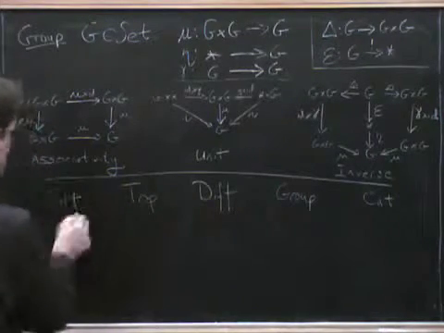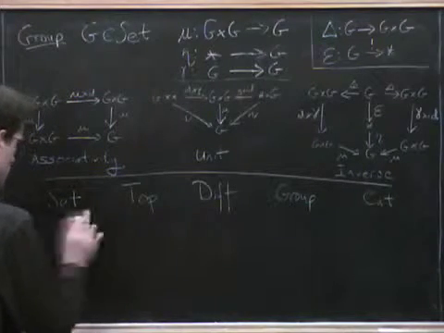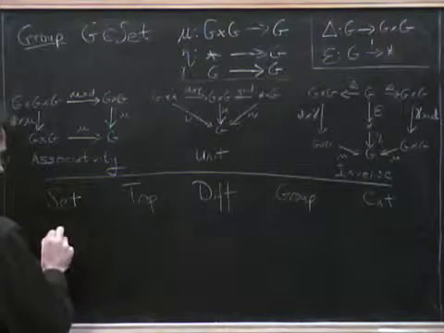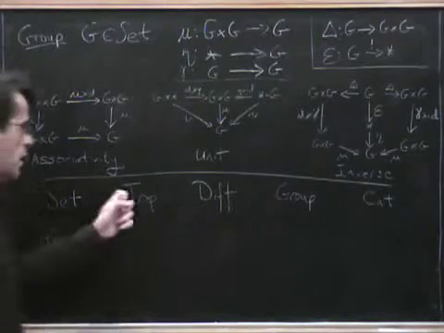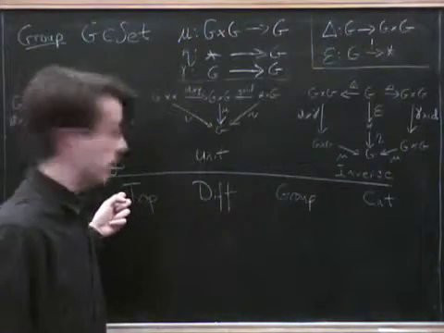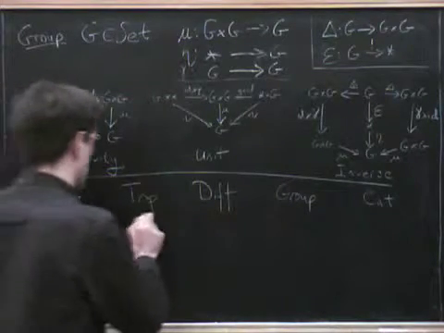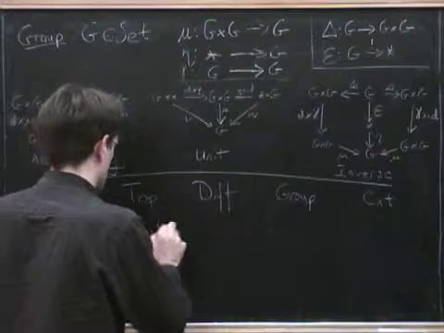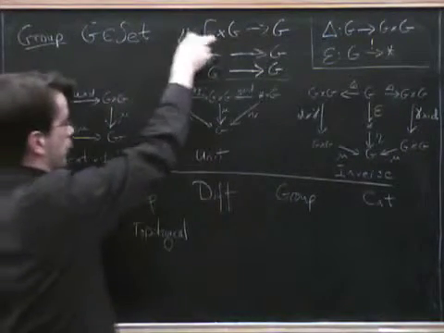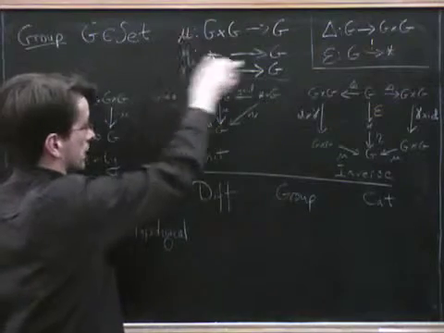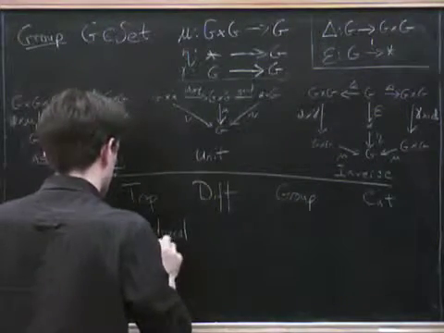So what's a group object in Set? Well, I've already told you what that is. It's an unpleasant little line. So a group object in here is just a group. A group object in topological spaces comes down to a topological group. So it's just a topological space with a product, an inverse and a unit such that all the morphisms are continuous. So it's a topological group.